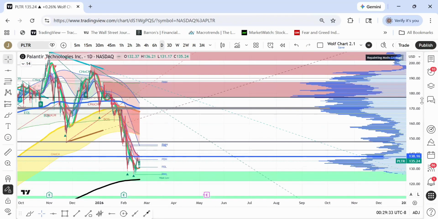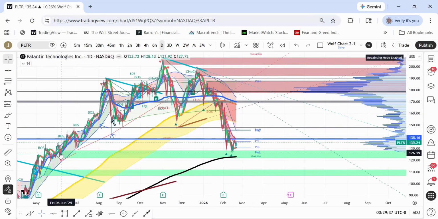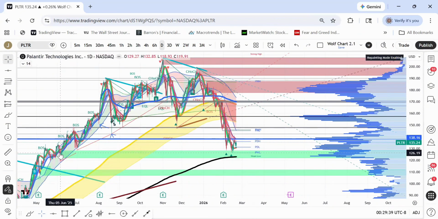And this is why I'm also liking Palantir, because they're revisiting an old internal order block where smart money bought their positions way back in 2025.